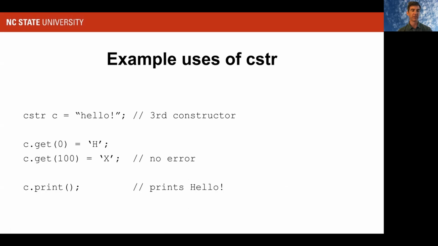And then if I said c.get100, well, this 100 is out of bounds of the array, so when I try to set it to X, nothing will happen. I won't have a segmentation fault or anything weird like that or memory access error. It's just going to get silently ignored. Okay, and then c.print will print the string out. And it'll print hello with a capital H because I changed that first element from a lowercase h to a capital H. Okay, so this is kind of what I want my object to provide.